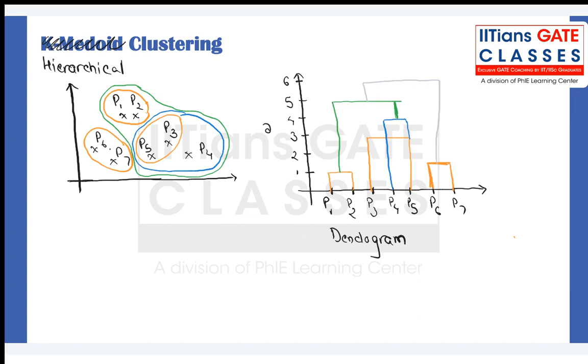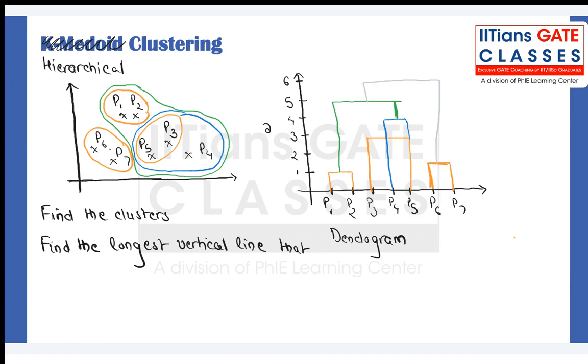Now, how would you find the clusters? To find the clusters, what you will have to do is find the longest vertical line that has no horizontal line passing through it.